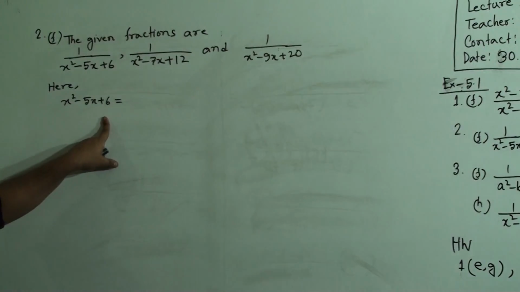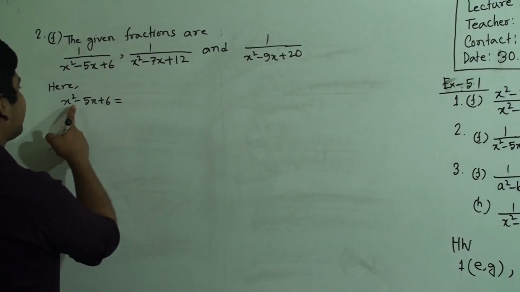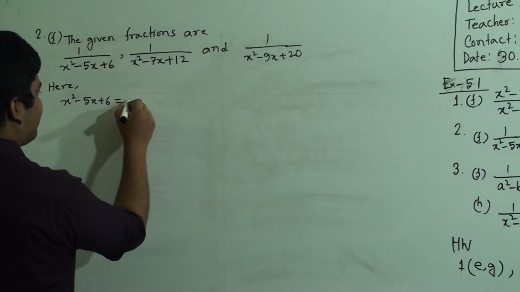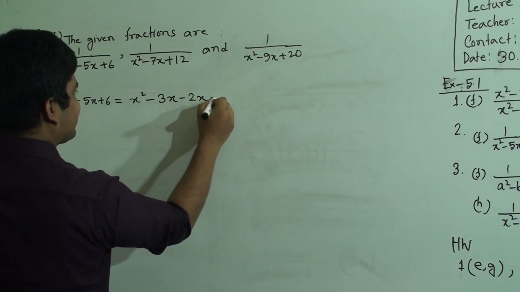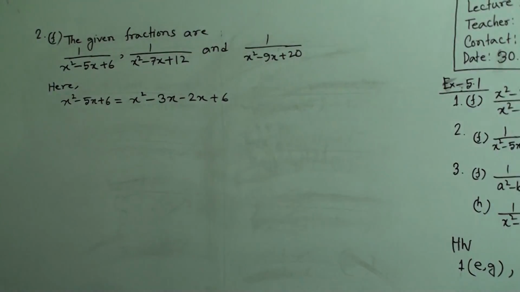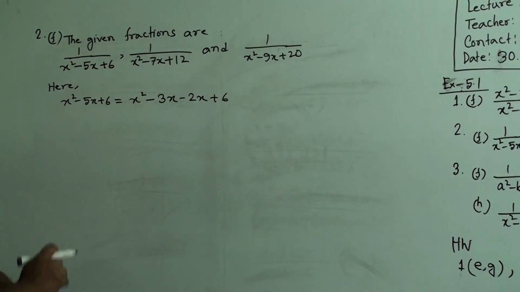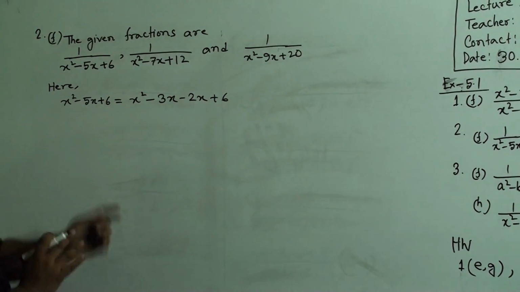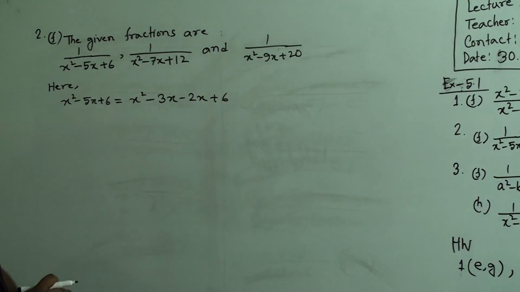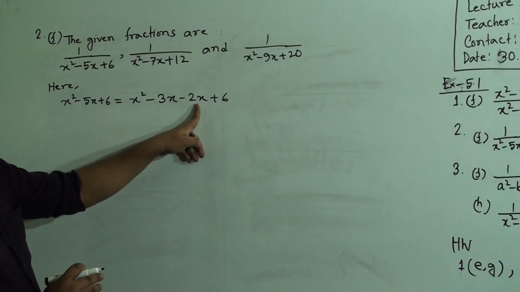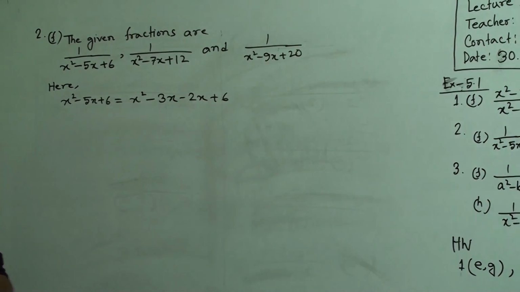We convert this into factors. So how can we factor x square minus 5x plus 6? So x square minus 3x minus 2x plus 6. That means we use the middle term break method. So 6 and x square, if we multiply then we get 6x square. Now we break minus 5x in such a way that their addition will be minus 5x and their multiplication will be 6x square. So if you add these two numbers then you get minus 5x, and if we multiply these two numbers then you get 6x square. I hope you have understood.